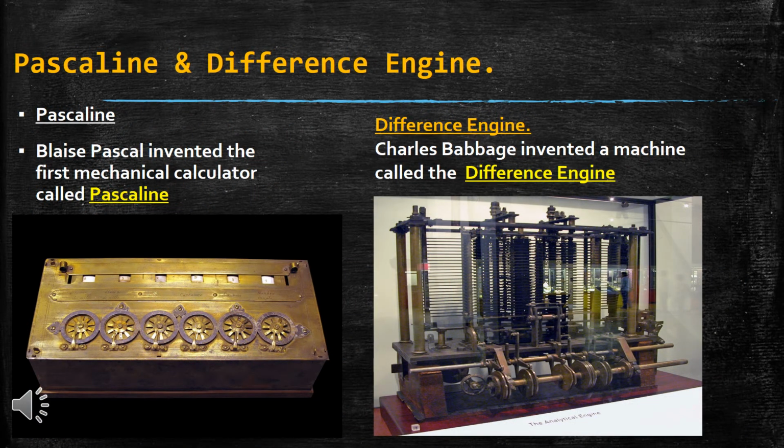So our next one is Pascaline and difference engine. First we'll see the Pascaline. Blaise Pascal invented the first mechanical calculator called Pascaline. You can see it in the picture, which includes wooden blocks, and there are some numbers written in small white colored chunks. So that was the first mechanical calculator called Pascaline.